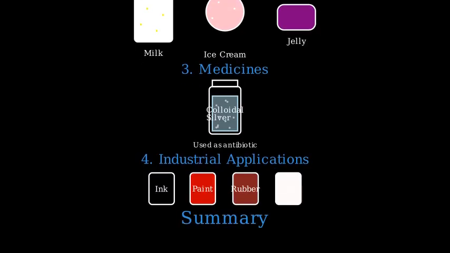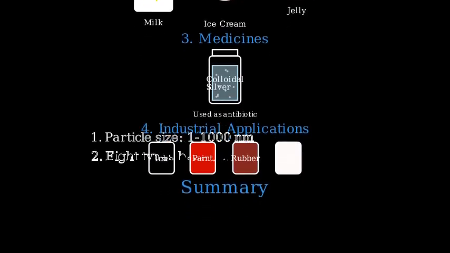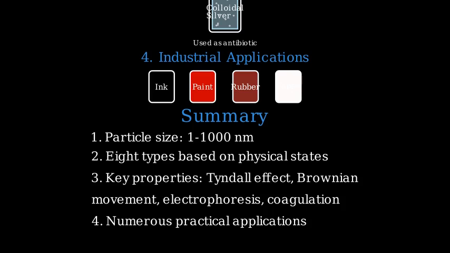Let's summarize what we've learned about colloids. 1. Colloids are heterogeneous mixtures with particle sizes ranging from 1 to 1,000 nanometers. 2. They are classified into 8 types based on the physical states of the dispersed phase and dispersion medium. 3. Key properties include the Tyndall effect, Brownian movement, electrophoresis, and coagulation.